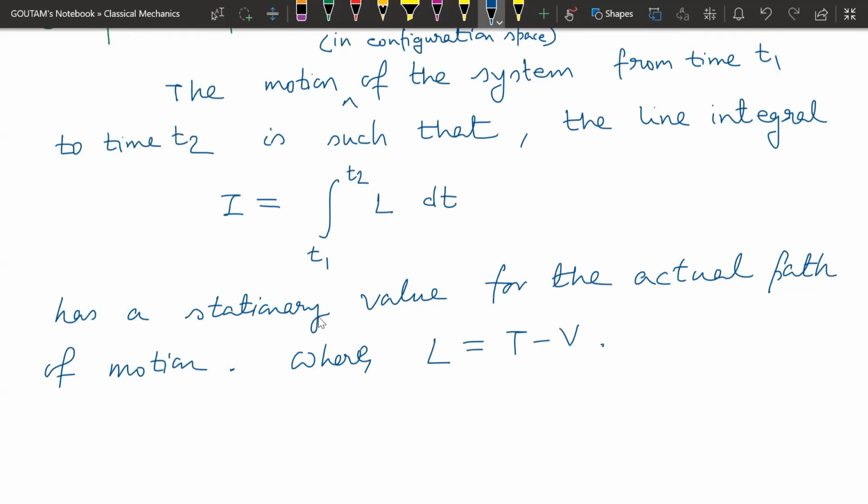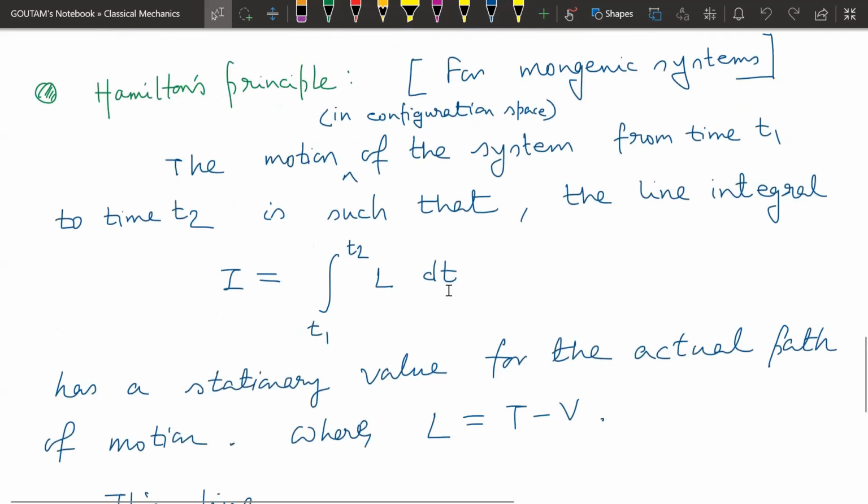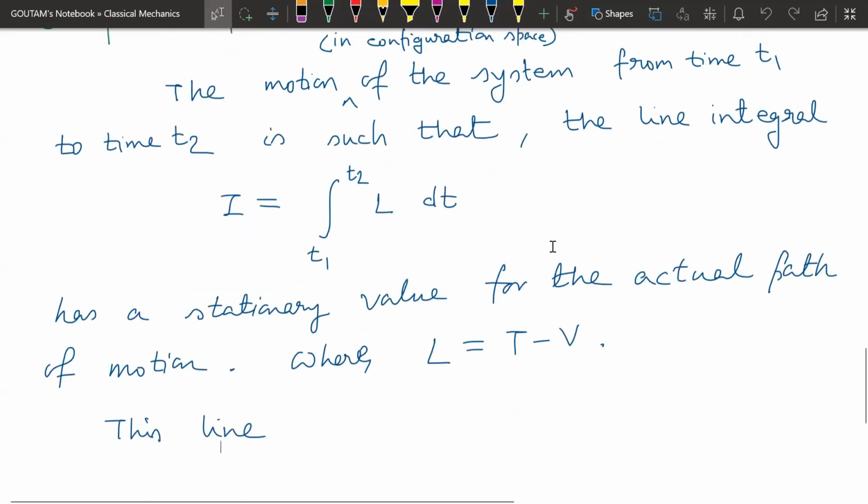So this line integral I, this is Hamilton's principle. It says the motion of the system, so if we find the actual path and along the actual path we do this integral from t1 to t2 of L dt, this line integral will have a stationary value. Okay. So what do we mean by a stationary value? How do we define it? We'll define it very soon.